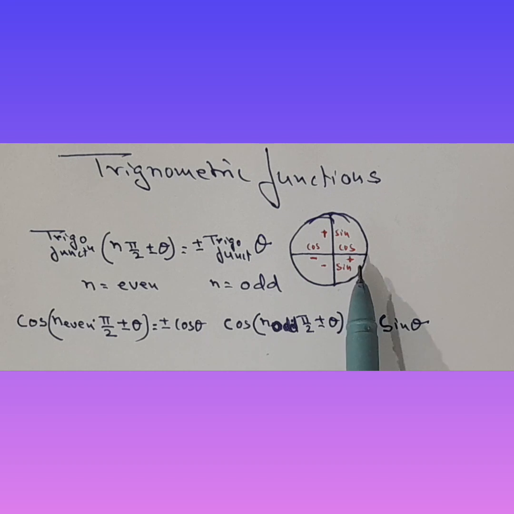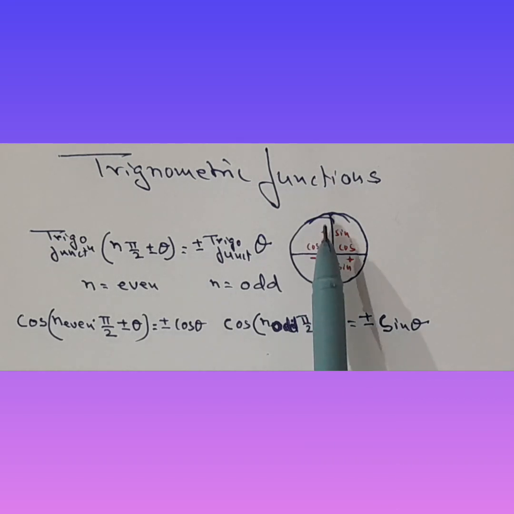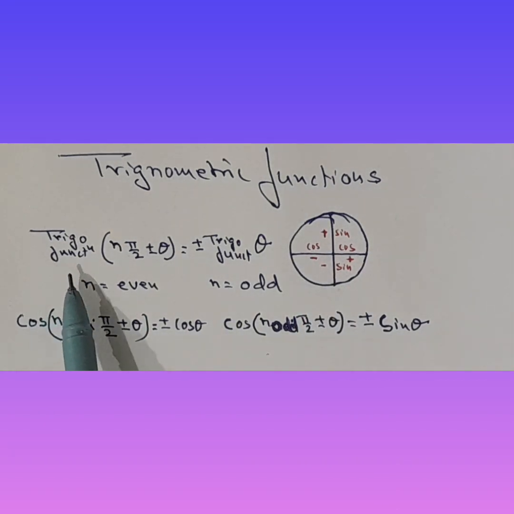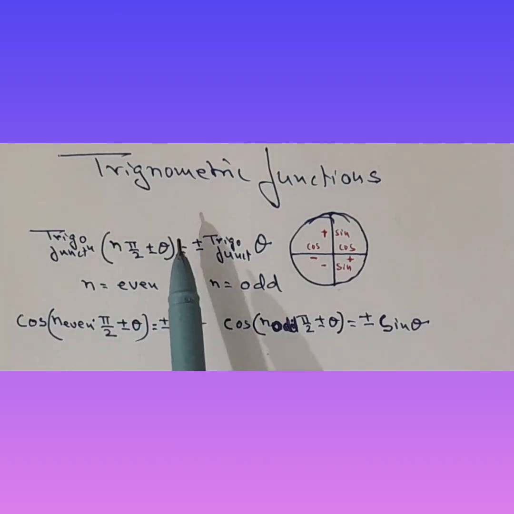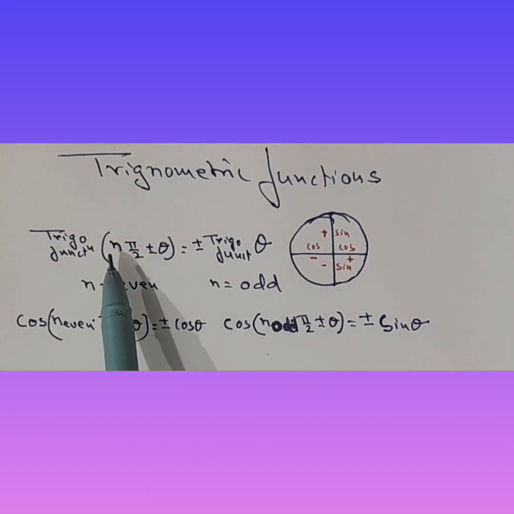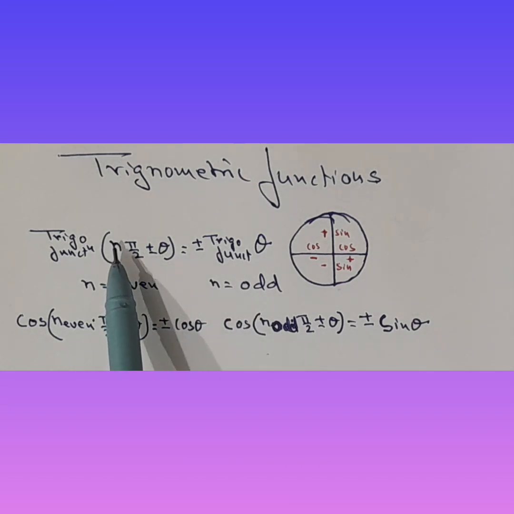X-axis is cos, y-axis is sine. We know this is positive, this is negative for cos, and this is positive and this is negative for sine. Now, trigo function of n pi by 2 plus minus theta is equal to plus minus trigo function of theta. Now, if n is odd, and if n is even, what is the consequence? Let's take an example.